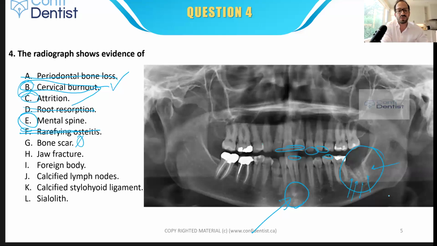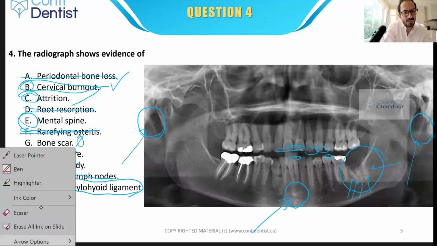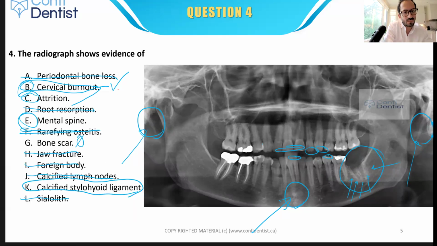No jaw fracture, no foreign body, no calcified lymph node, but we have a calcified stylohyoid ligament here and over there, okay? And no sialolith, okay? So answers are option B, which is 0.3, 0.2, 0.2, and 0.3.